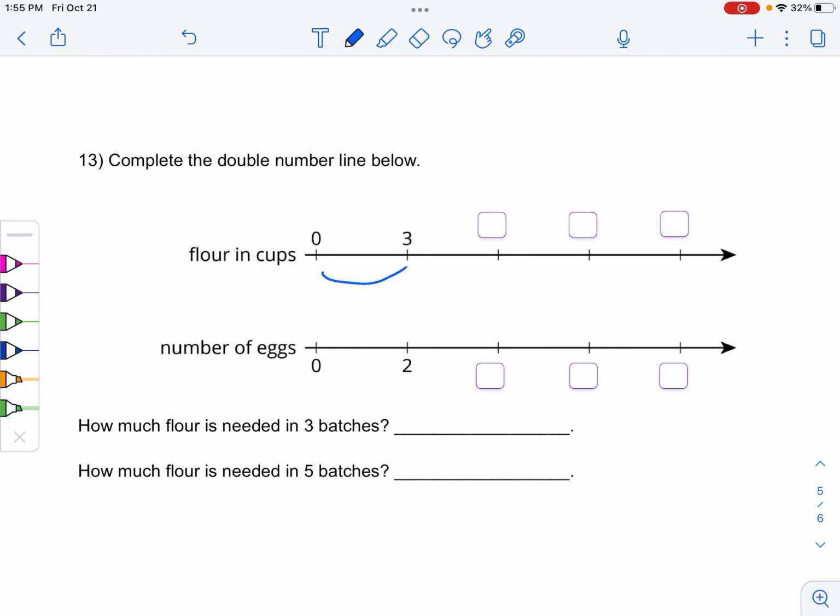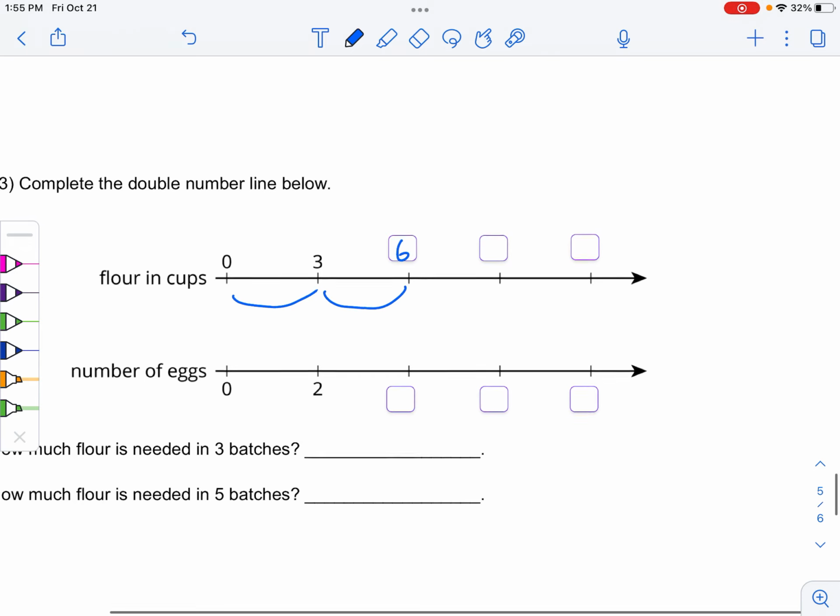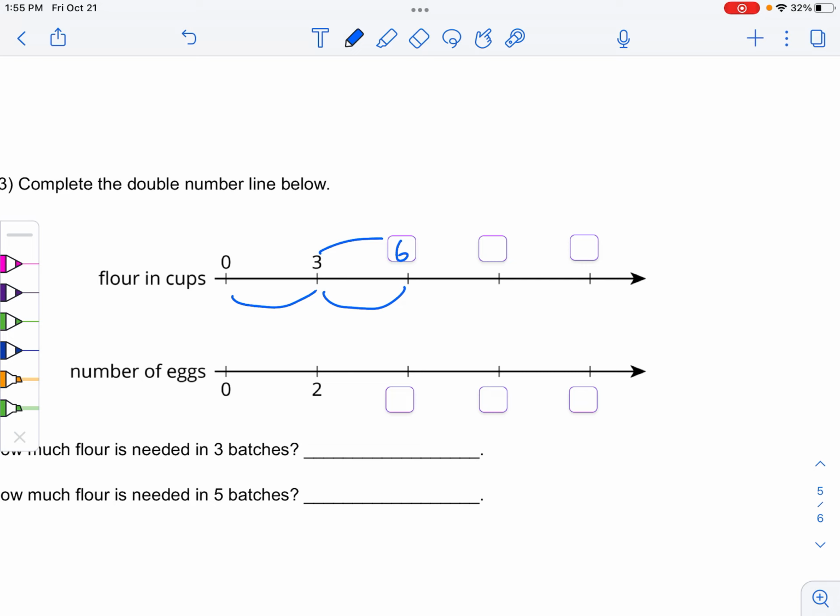It looks like it's plus 3, so plus 3 more, which is 6. And very often, because students see that this is doubled, they want to double this again and say it's 12, but that's a big no. Don't do that. We are increasing by batches.